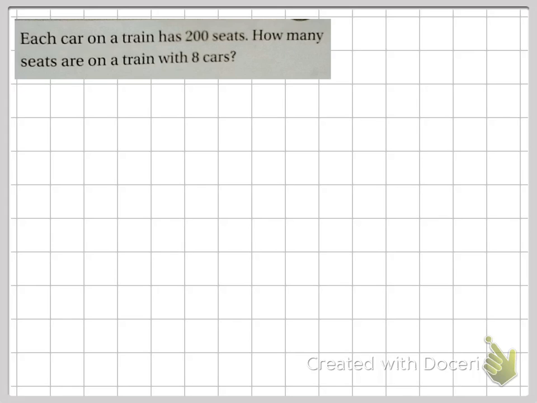All right, we're going to start with the word problem. Each car on a train has 200 seats. How many seats are on a train with 8 cars? So what we're looking for here: each car has 200 seats. How many seats are on a train with 8 cars? Essentially what we're looking for here is 8 times 200.